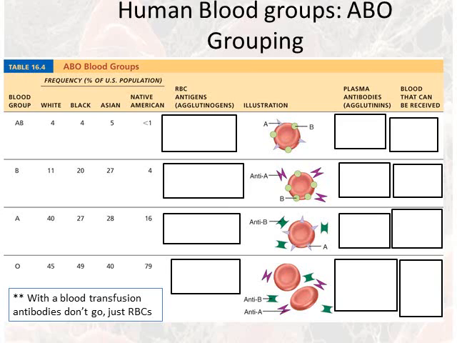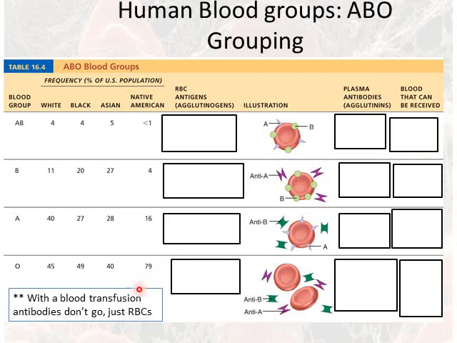Okay, and so this slide really just goes through the different blood types. These are the ABO blood types. Blood types are over here on the left, and then the other important part is on the red blood cells, which antigens do they have, and this is showing it in an illustration, and then which antibodies do they have, and then which blood can they receive.